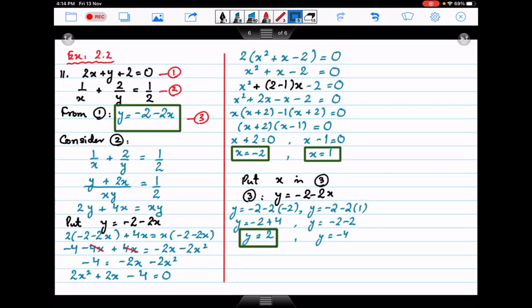Now making a box around it, and now making the solution set. So solution set should be in the form of x and y. Now we know that minus 2 has a pair with 2 and 1 has a pair with minus 4. So that is our answer.